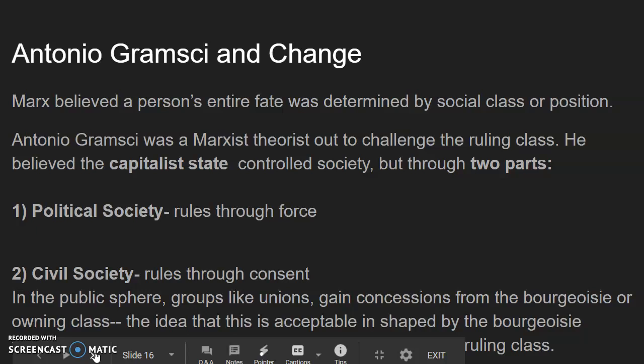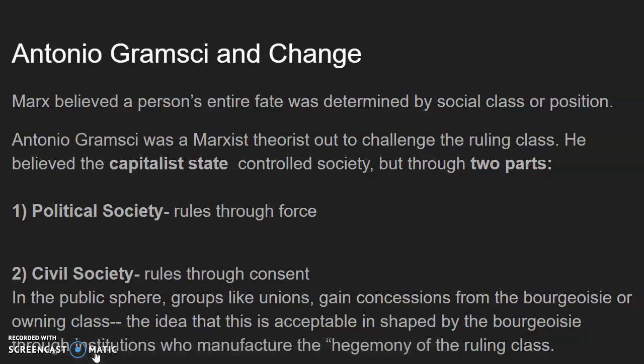Now, Marx believed that really there needed to be an overhaul to all of this, and that a person's entire fate was determined by their social class or position. A lot of Marxist theorists that came after Marx would say that Marx had a point when it came to the owning class oppressing the working class and the way that control was exhibited or maintained. But they disagreed with Marx in other ways. Antonio Gramsci was one of them. He was a Marxist theorist who was out to challenge the idea of the ruling class.